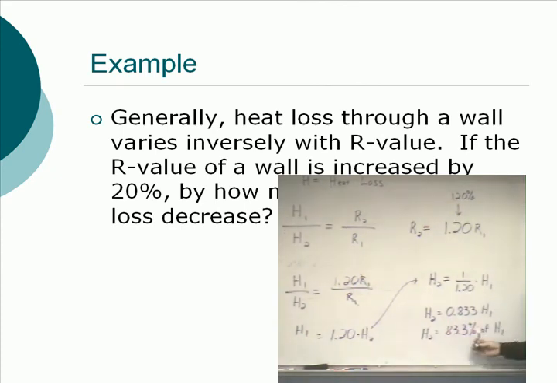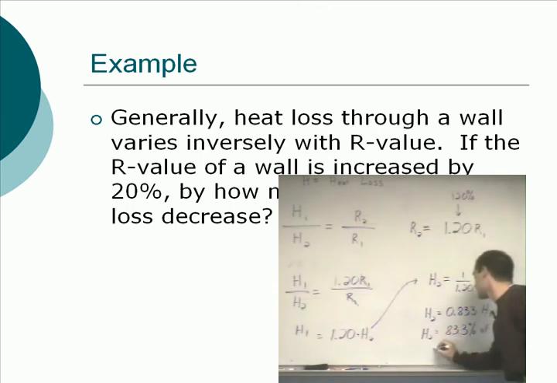83% of H1. So our heat loss went down. Our R value went up, our heat loss went down. How much did it decrease? It decreased by about 16.7%. So our heat loss is only 83% of what it used to be. It's more efficient, less heat loss, and we're done. That's a 16.7% decrease.